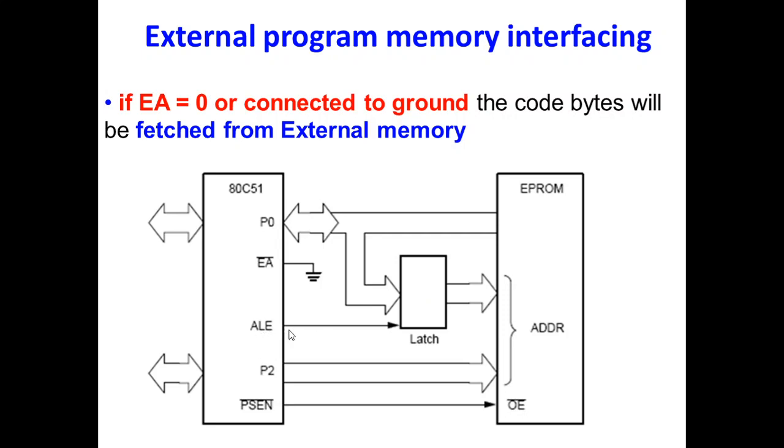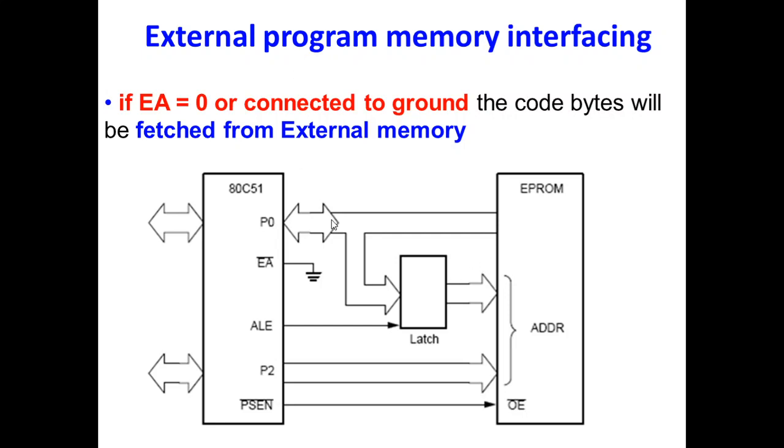When address latch enable is given, whatever lower byte of address is on this bus is latched into this buffer, and then it is given to the output device. In this fashion, this latch provides the lower byte and this provides the higher byte. In this fashion, total A0 to A15 address is available, means total 16 bits are available. According to that, a particular location gets identified inside the EPROM.